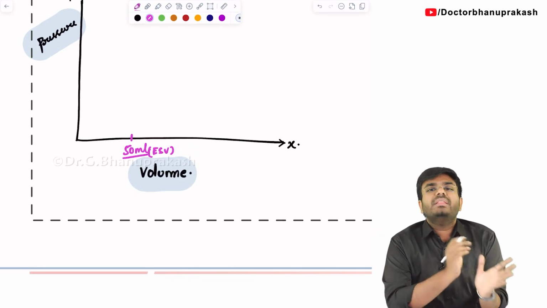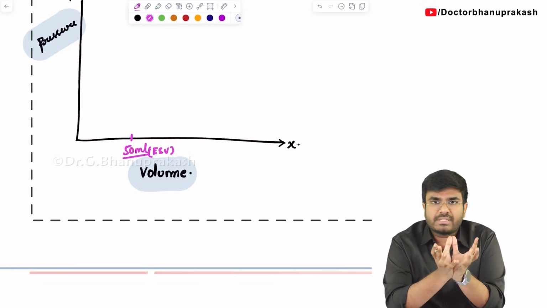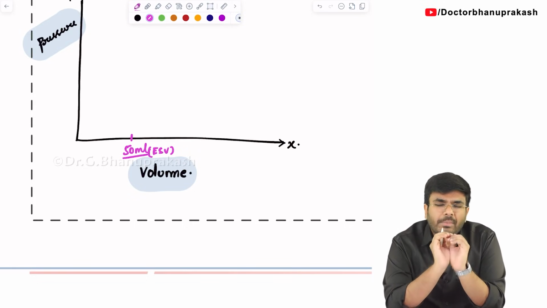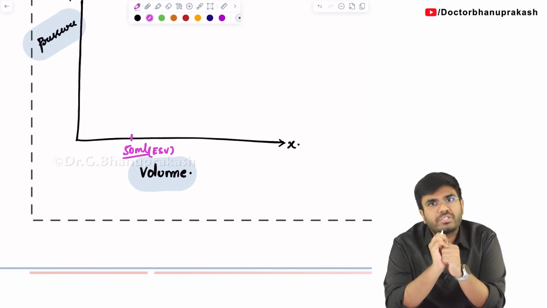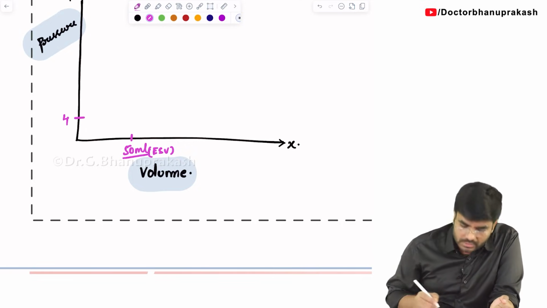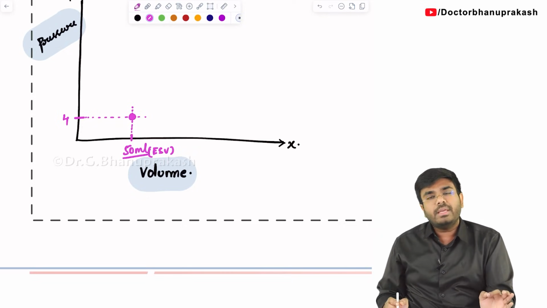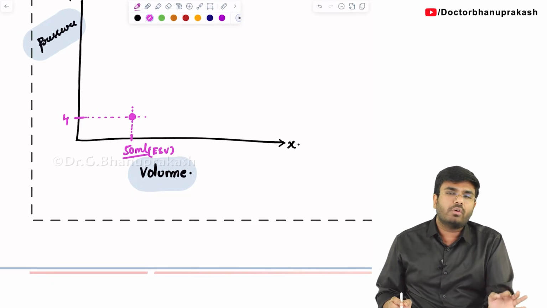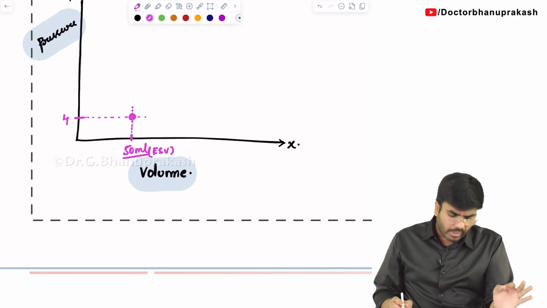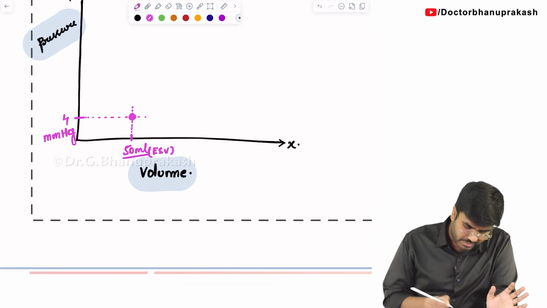But tell me, in the left ventricle, in the beginning, how much pressure is there? 50 ml of blood is there, but how much pressure? The minimum pressure maintained in the left ventricle is 4 mm Hg. So here I am taking the 4 mm Hg point. Now let's intersect these two lines. This is the starting point. In the beginning, the end systolic volume of 50 ml is there, and 4 mm Hg pressure is there.